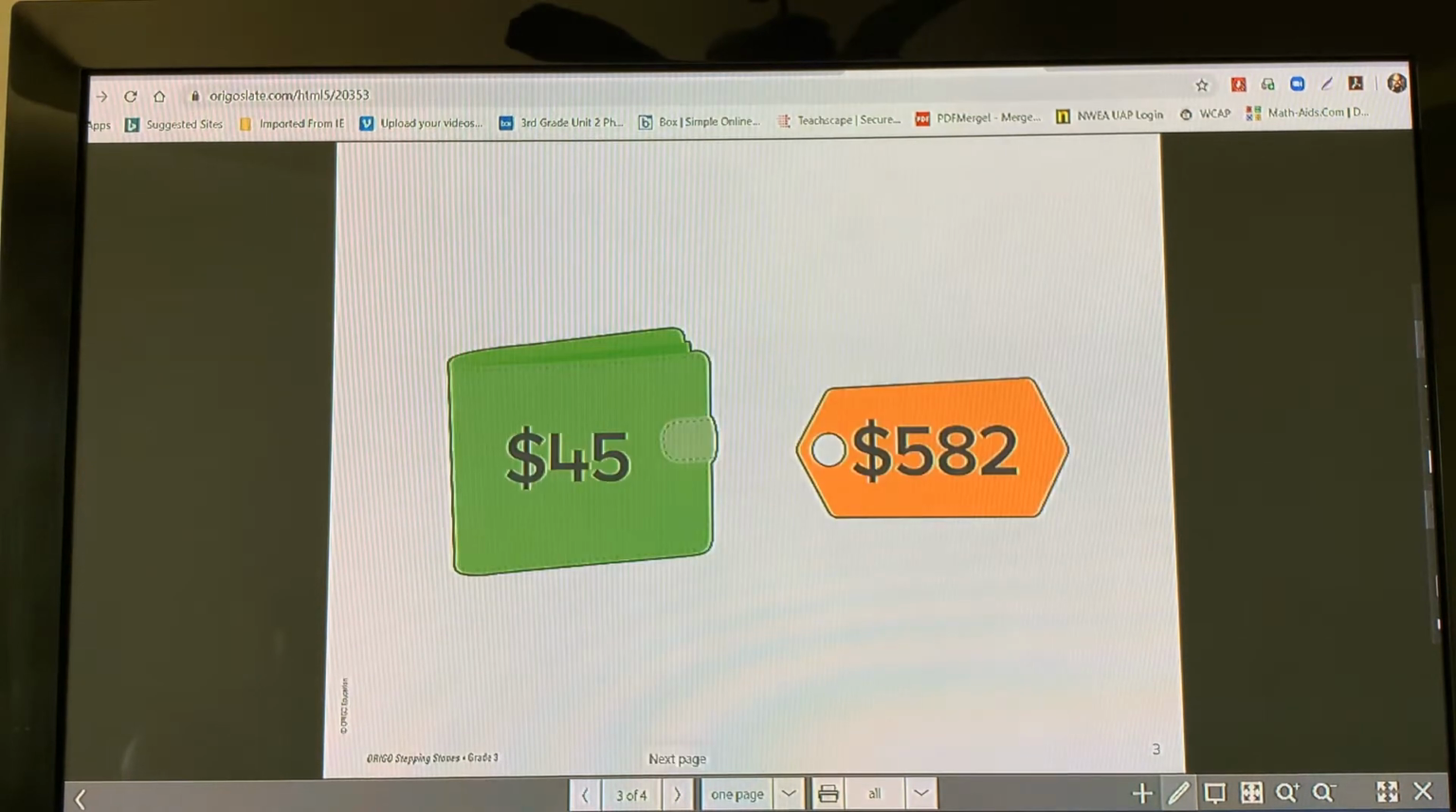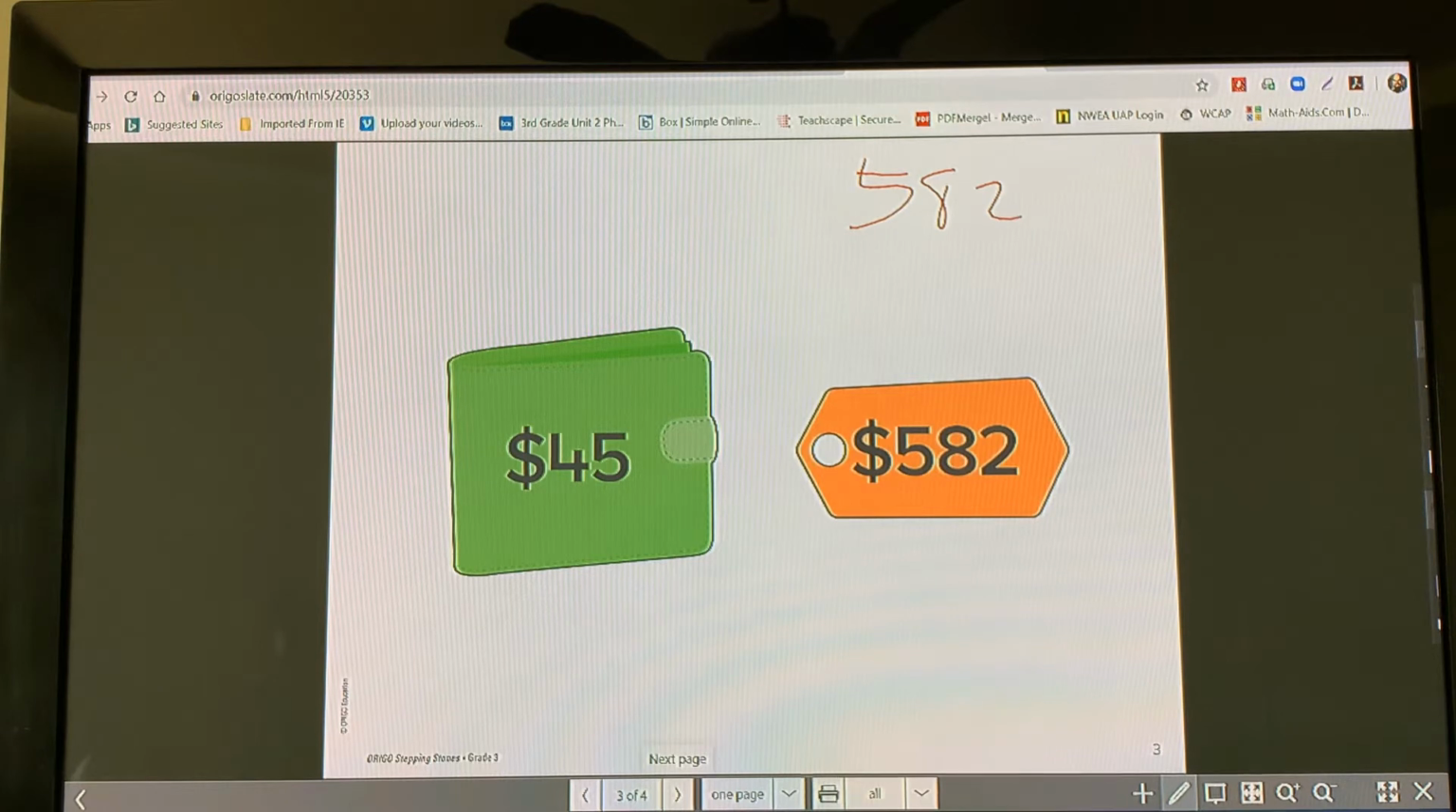All right, let's look at this problem here. Now, this time we're dealing with a 3-digit number. So right here I have $45 in my wallet. I want to buy an item that's $582. Now, this particular problem, let's say I wanted to find out how much more money I needed to purchase this item. So let's set up a standard algorithm problem here. We're going to put the greater number on top, 582. And we're going to put the smaller number on the bottom, okay?